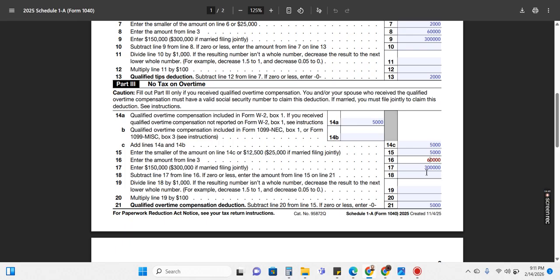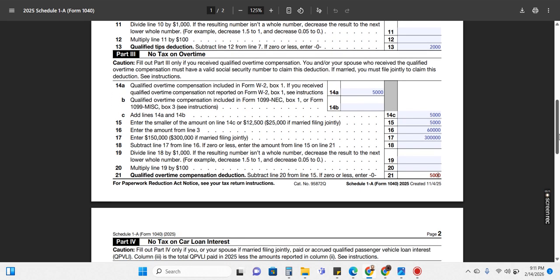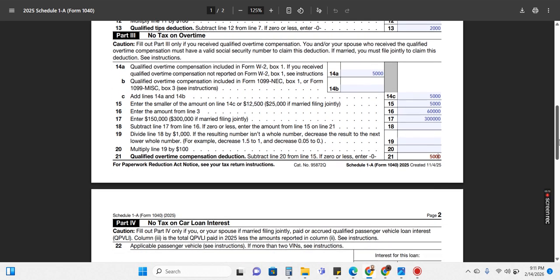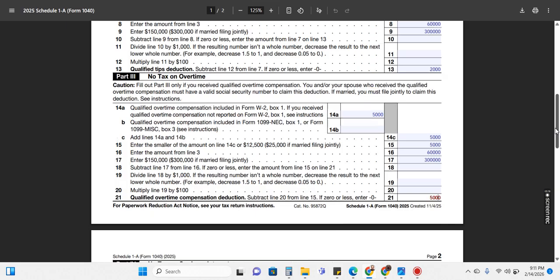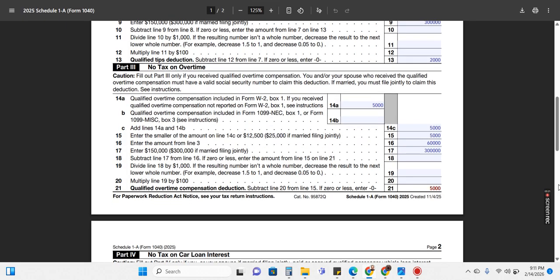We have already written that. Enter 150,000 if you are single or any other filing status other than married filing jointly. If married filing jointly, write 300,000. Now subtract line 17 from line 16. If 0 or less, enter the amount from line 15 on line 21, which is 5,000. This is your total no tax on overtime.